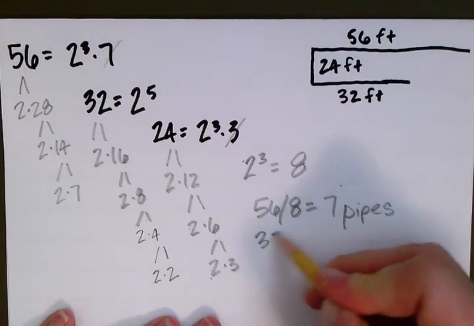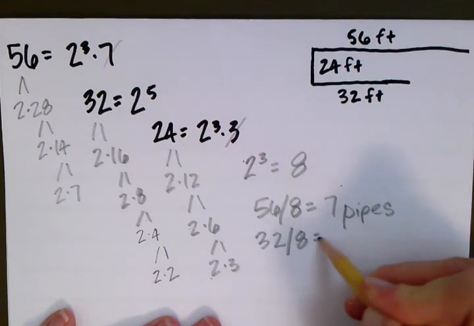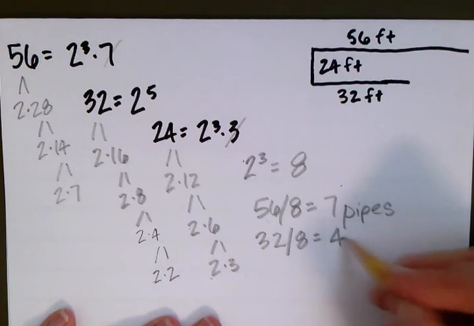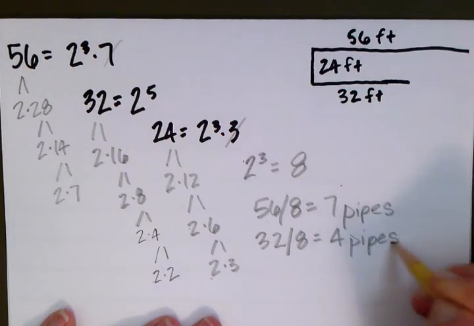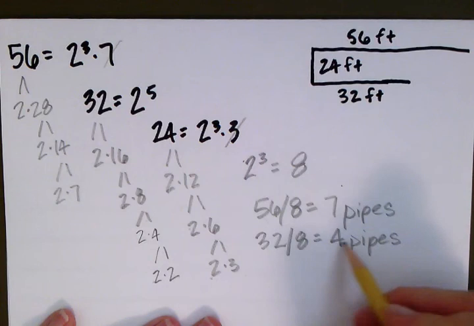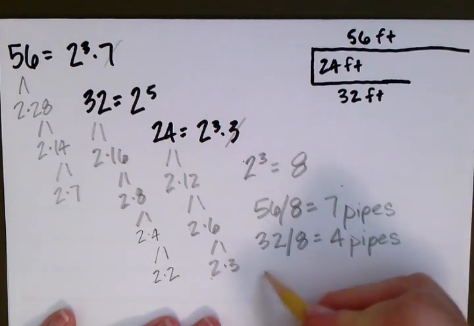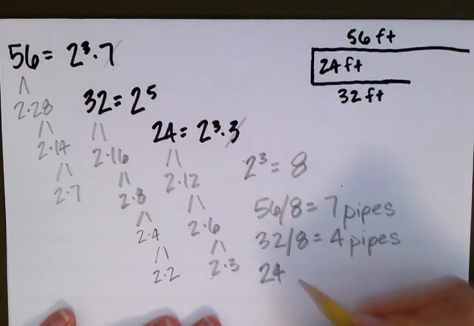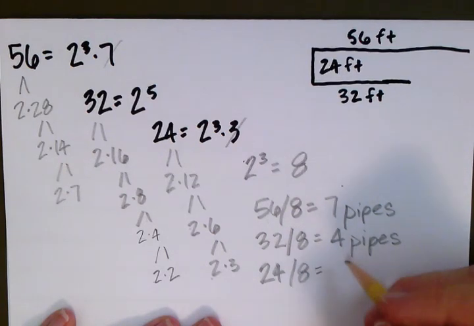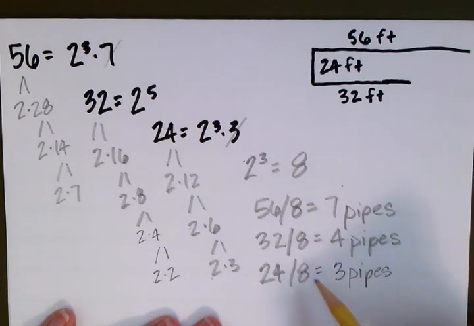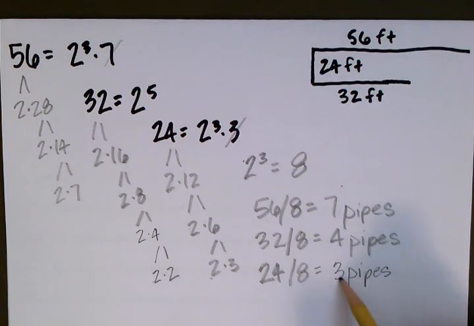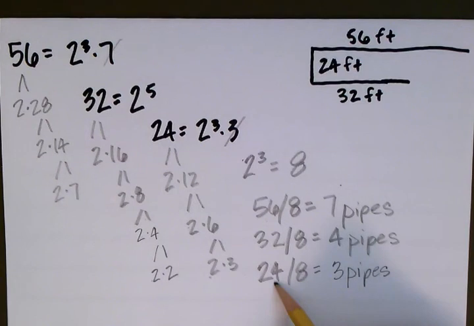For 32, we also divide that by an 8-foot PVC pipe, and we get 4. We need a total of 4 pipes to fill the 32-foot trench, because 8 times 4 is 32. And then the 24-foot trench, once again, divide that by the 8-foot piece of pipe. And here we're going to have 3. We need 3 pipes that fill the 24-foot trench, because 8 times 3 is 24.